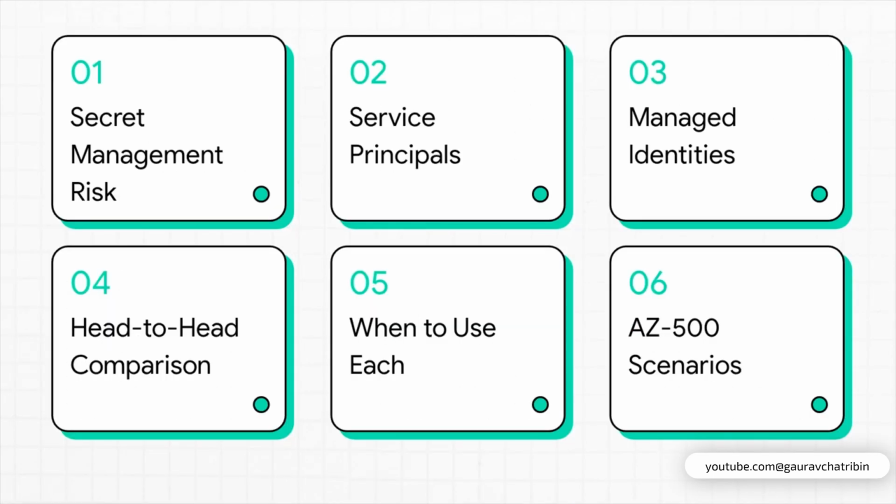Okay, so here's our game plan. We're going to start by really digging into that secret management headache. Then we'll explore the two main solutions Azure gives us, service principals and managed identities. After that, we'll put them head-to-head, figure out a simple framework for when to use each one, and finally, we'll apply all that knowledge to scenarios you are definitely going to see on the AZ-500 exam.